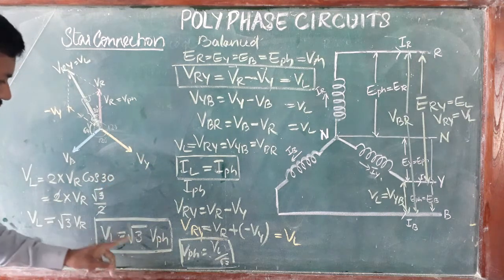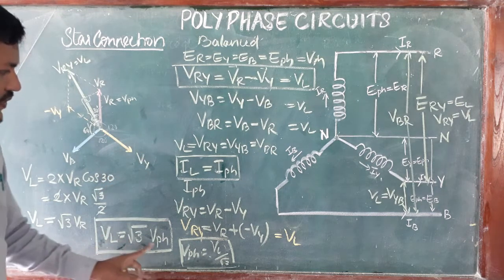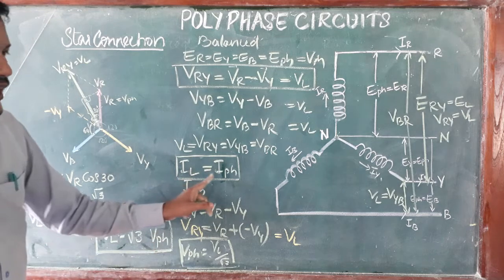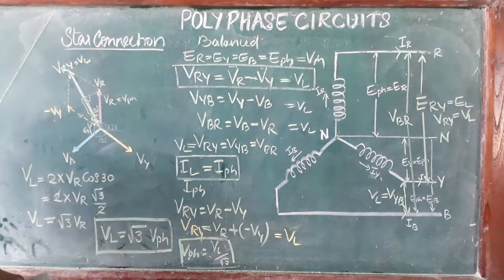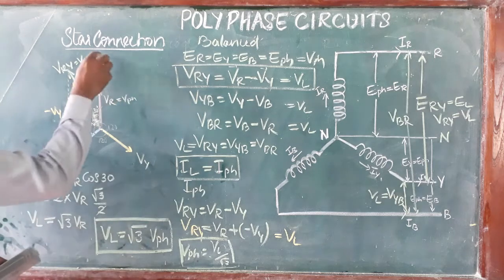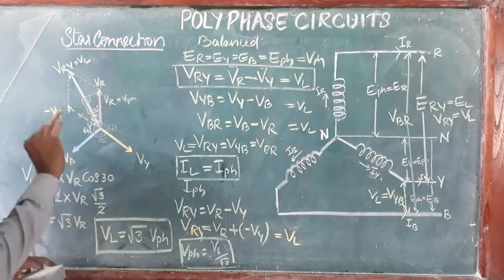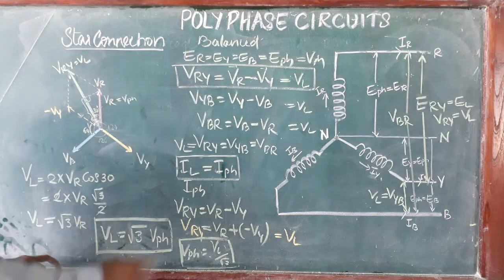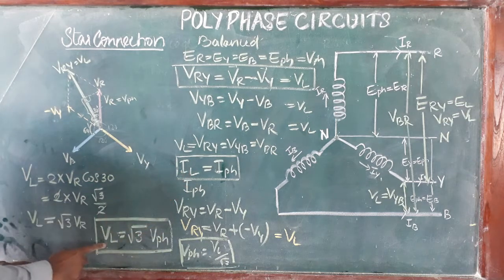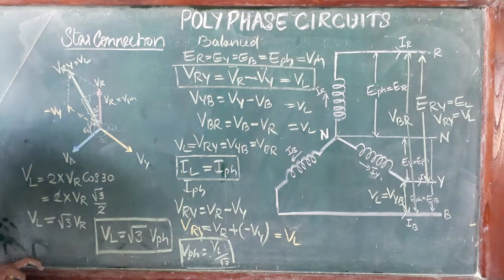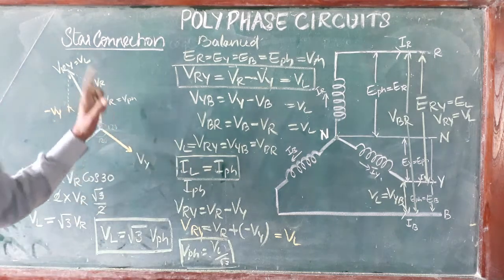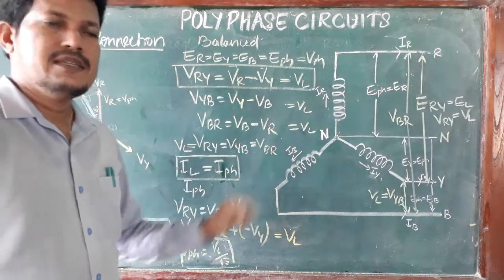Clear? So it's a relation: VL equal to root 3 V phase, IL equal to I phase. So this is the current and voltage relation in star connection under balanced condition. We are discussing everything in balanced condition. So IL equal to I phase, VL equal to root 3 V phase. Next we are going to find what's the power in a star connected 3-phase circuit.